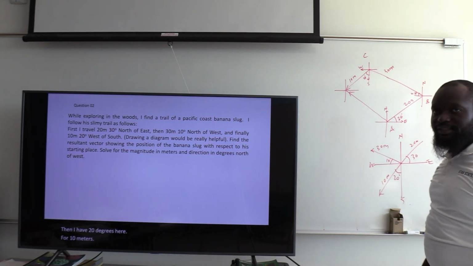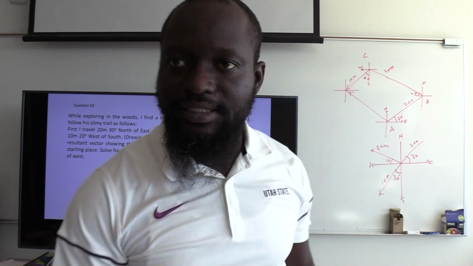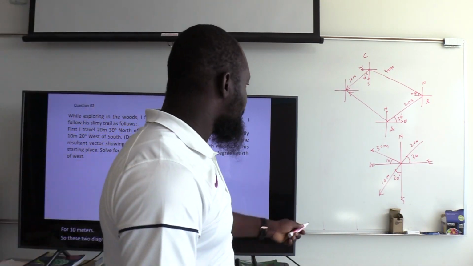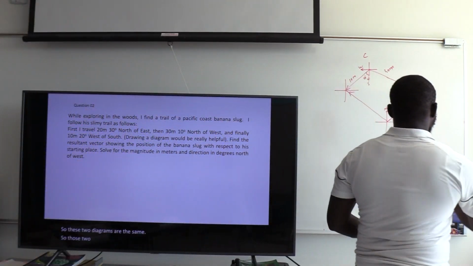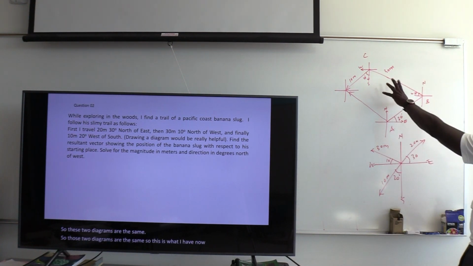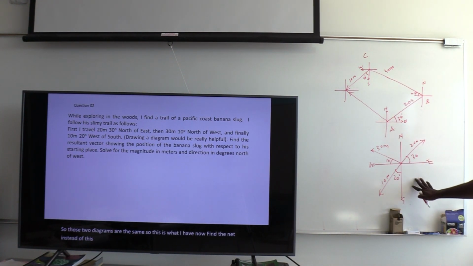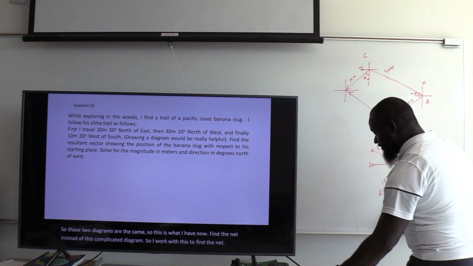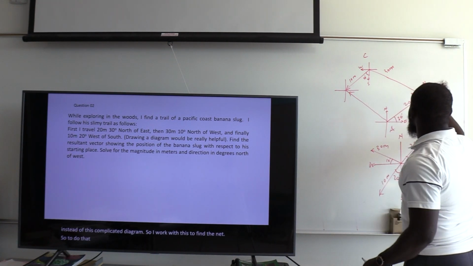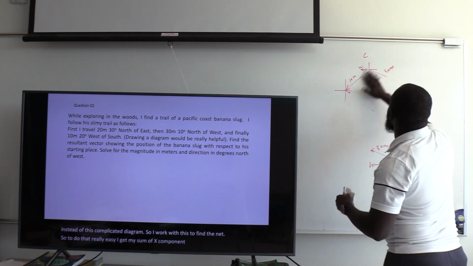So these two diagrams are the same. Make sure you guys can see me clearly. Yep. So those two diagrams are the same. So this is what I have now to find the net, instead of this complicated diagram. So I work with this to find the net. Okay? So to do that, really easy. I get my sum of x components and sum of y components.